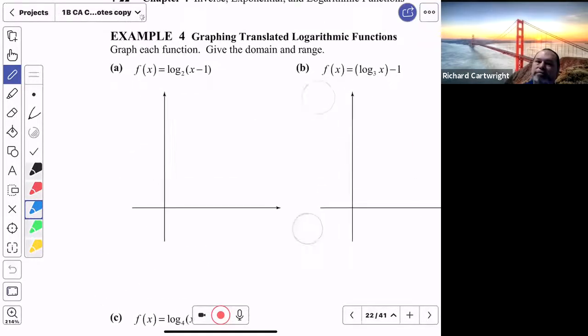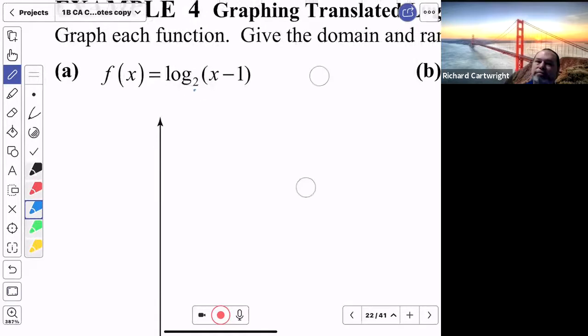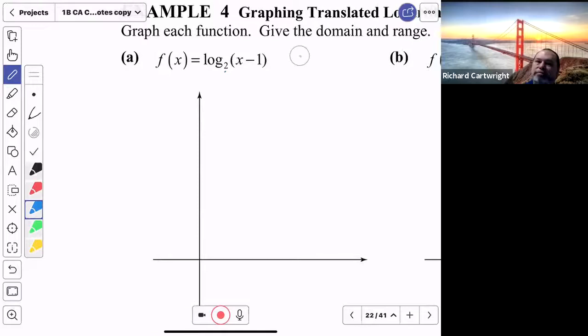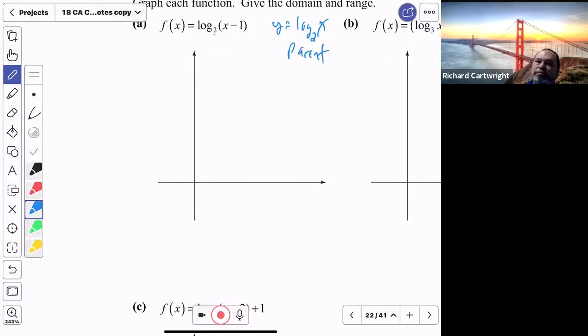Okay, you got more graphs. Oh, we're going to move them. Okay. Don't fear. Don't fear. You know how to do this. Everything we've learned before is the same. If we're doing log base 2, just the parent, y equals log base 2 of x. That's the parent. Remember what we did before. Go ahead and graph the parent first. 2 is positive and it's bigger than 1, so it's going to look like this.